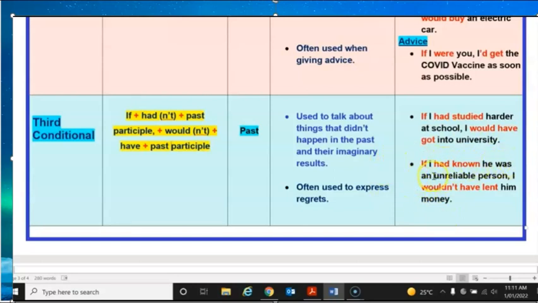Let's have a look at the second example. If I had known he was an unreliable person, I wouldn't have lent him money. So I didn't know that and I did lend him money, so it's kind of like a regret. If I had known, I wouldn't have lent him money. So again, we've got if plus had known, so had plus past participle or past perfect, comma, would or wouldn't have plus past participle, lent.